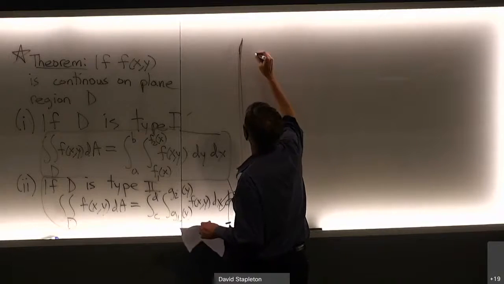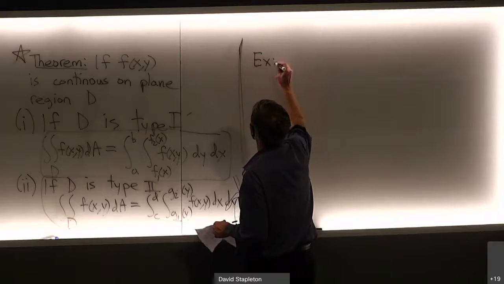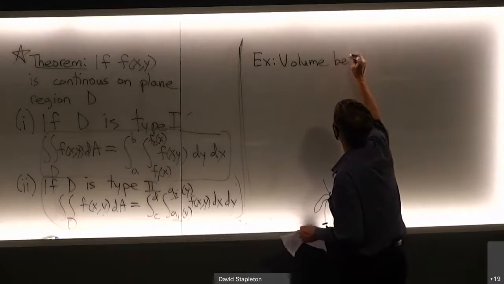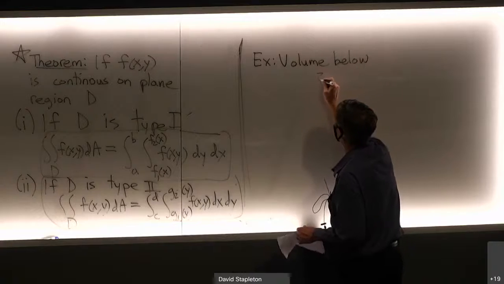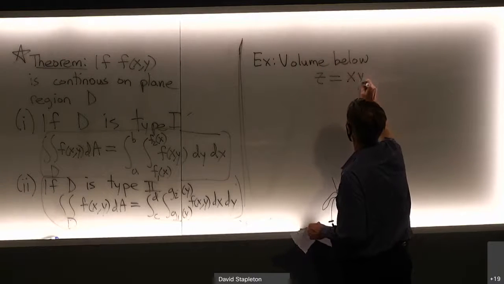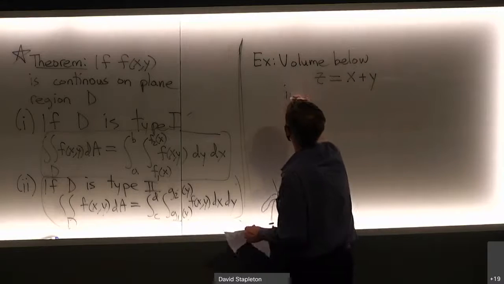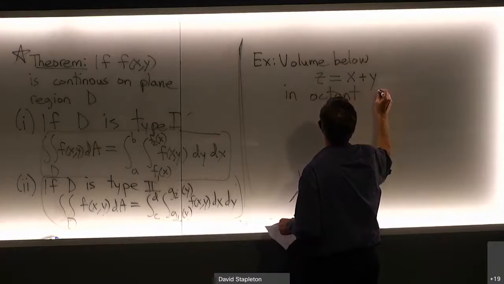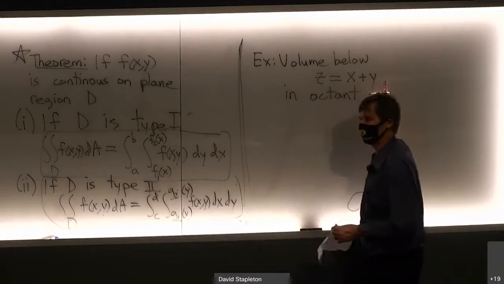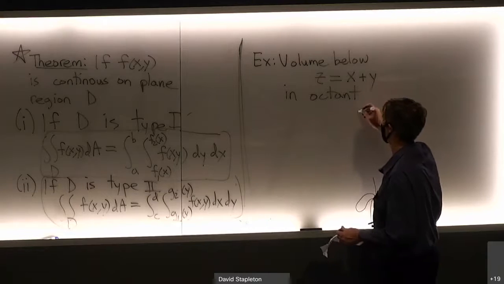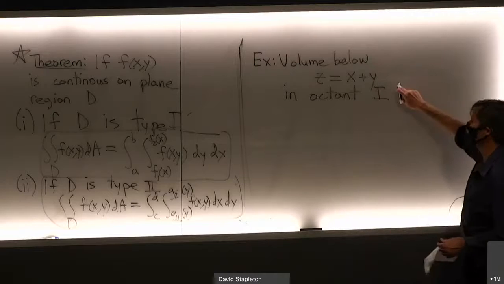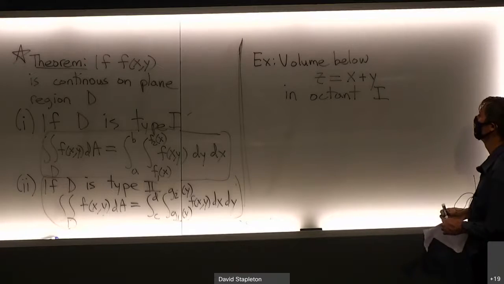So let's see. Now here's the example I started before. Now let's find the volume below the plane z equals x plus y in octant 1. I changed it to plus 1 so I could do the rectangle. I'm going to just leave it x plus y as one. Yeah, thank you. In octant 1. I started to write that, and then I added the 1 so I could do the other again.